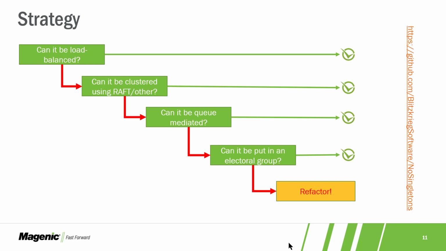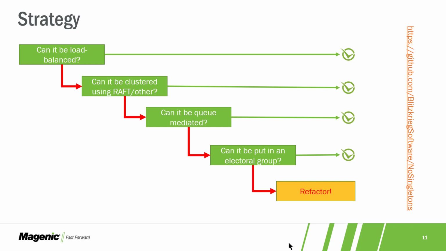So the first and easiest thing to do: can it be load balanced? Can it be clustered? Some workflow hosts, in fact, can be clustered. They have native clustering using Raft or some other algorithm. Can we burst the work into a queue? And then we can have multiple producers and multiple consumers. If we can't do that, can we put it into an electoral group? And we have a nice electoral group example in No Singletons. And if you can't do any of those four things, you need a refactor, because singletons are an anathema.